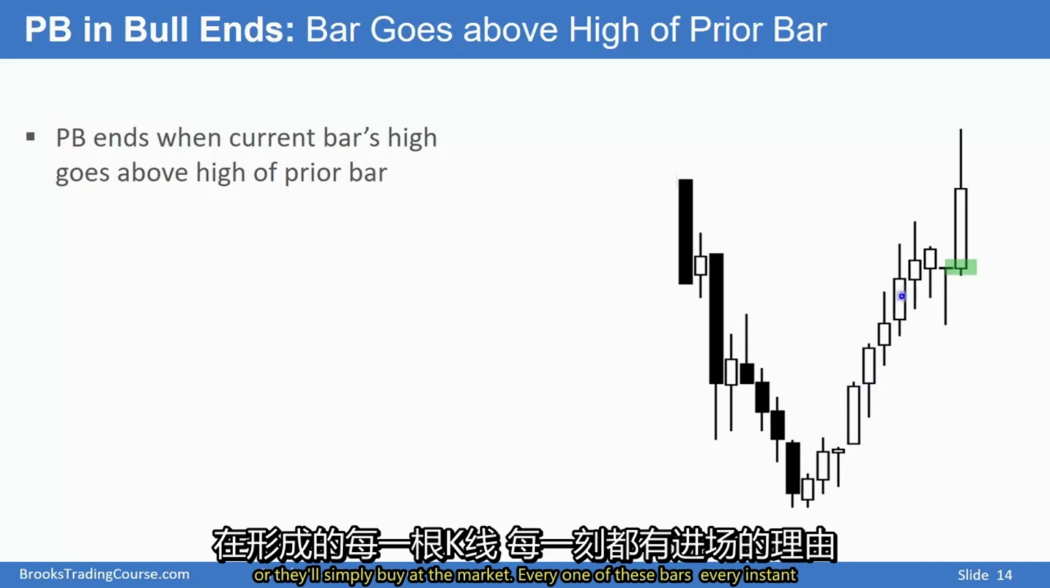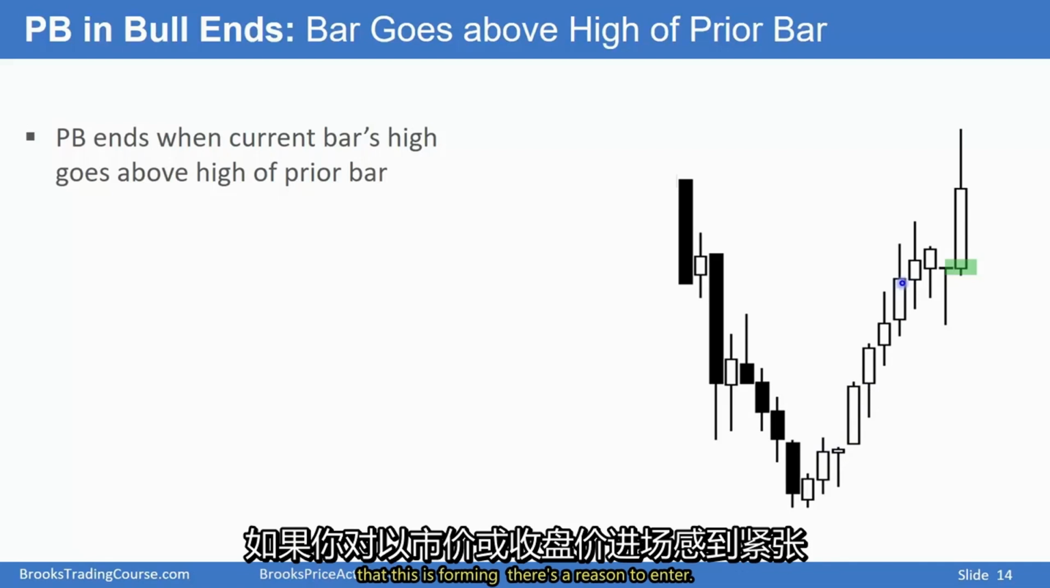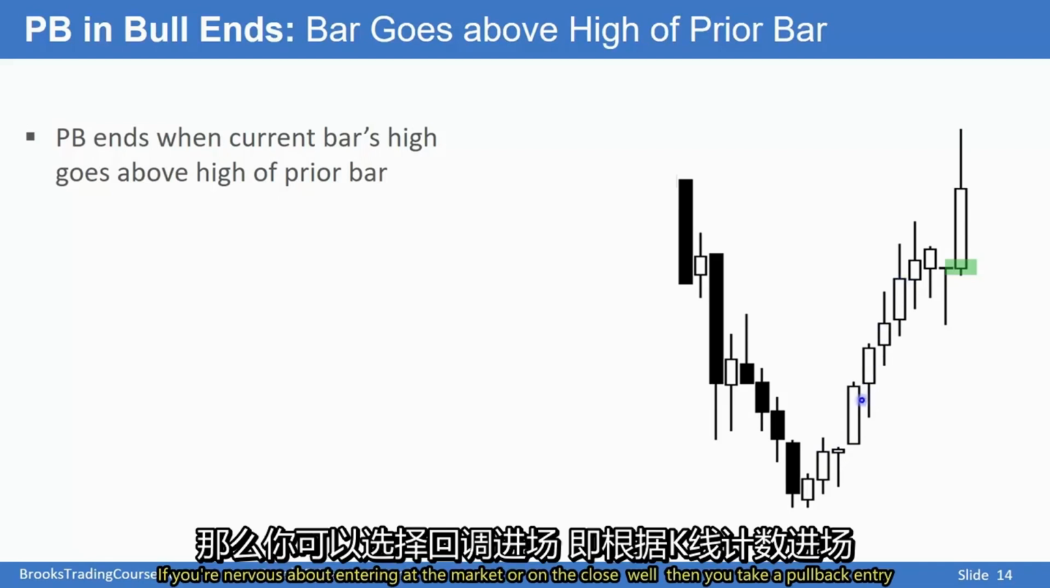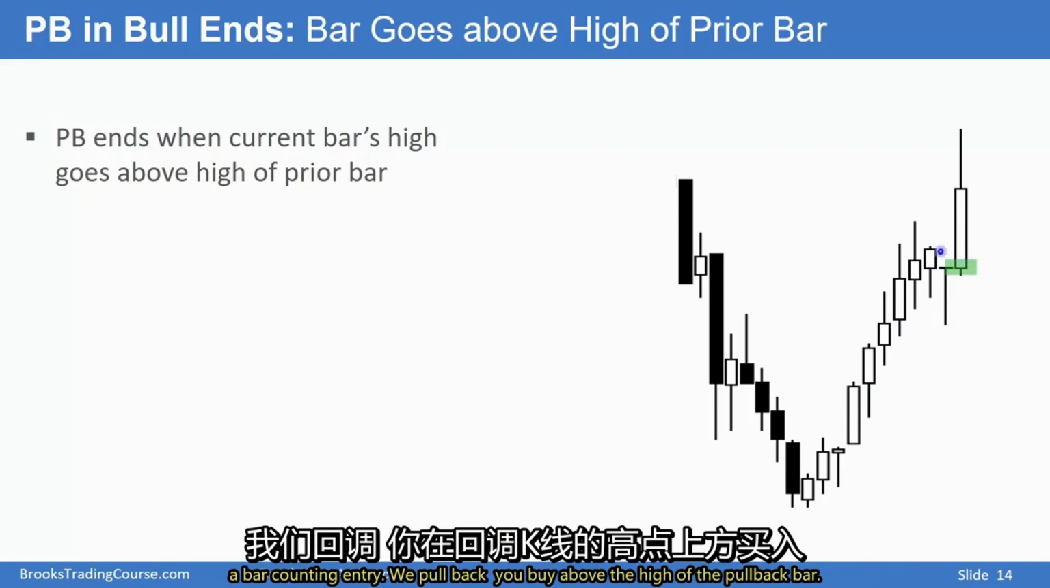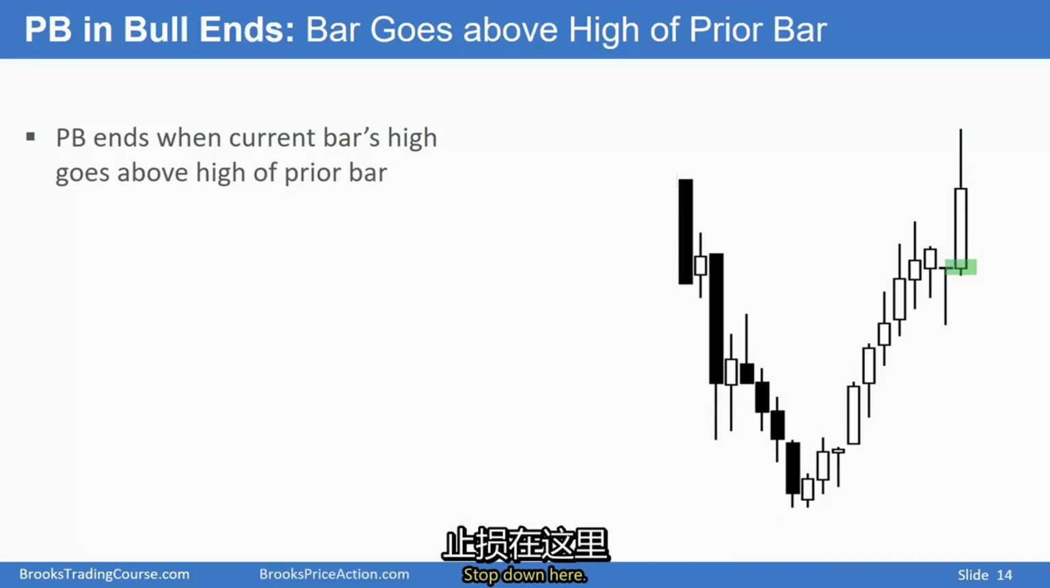Every one of these bars, every instant that this is forming, there's a reason to enter. If you're nervous about entering at the market or on the close, well, then you take a pullback entry, a bar counting entry. We pull back, you buy above the high of the pullback bar. Stop down here.